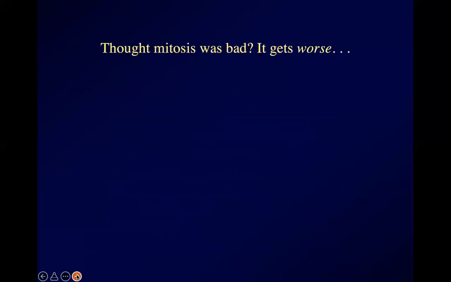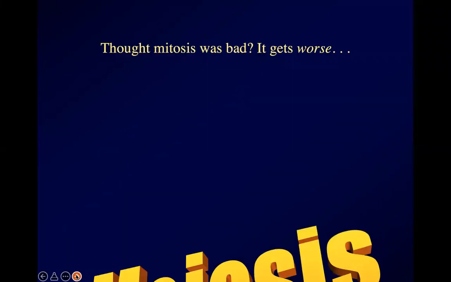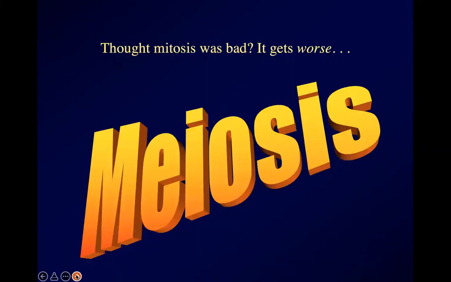But if you thought that was bad, we actually have to go through a second type of cell division. Dun, dun, dun. And this one is trickier. And it is, in fact, called meiosis. M-E-I-O-S-I-S, meiosis.